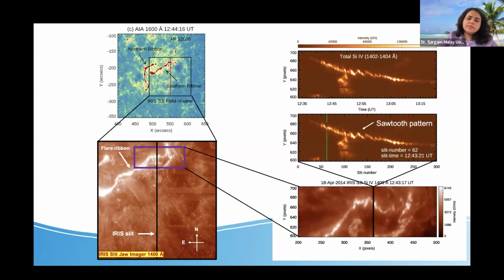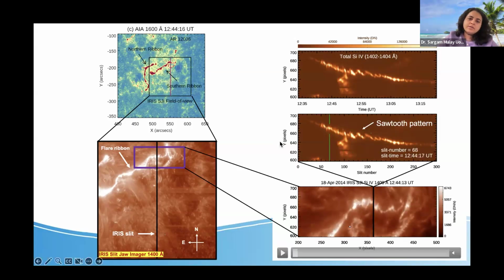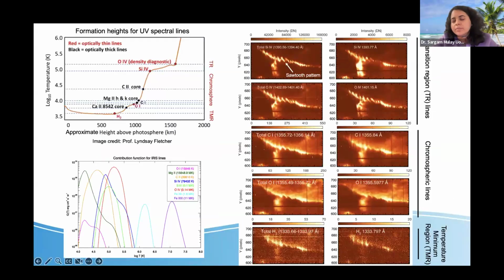We created these spectral images in various different lines, such as in the transition region using silicon IV and oxygen IV, in the chromosphere using carbon I, oxygen I, and molecular hydrogen that is coming from the temperature minimum region. On the left-hand side, I'm showing you the formation height for these UV spectral lines, just to note that molecular hydrogen is coming from the deep layers of the solar atmosphere.